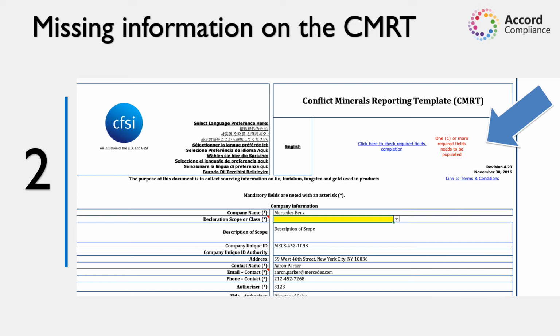There are some telltale signs to indicate if there's something missing. First, if you have missed a cell, it remains highlighted in yellow, and a red printed error message in the right hand corner will also appear, which states that one or more of the required fields need to be populated. This is actually a really easy fix. You can just scroll through the page, find the yellow highlighted fields and fill them in to complete your CMRT template ready for submission.